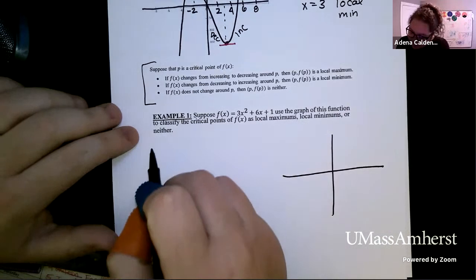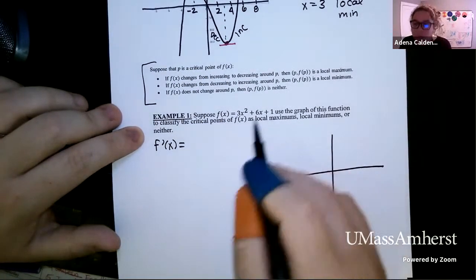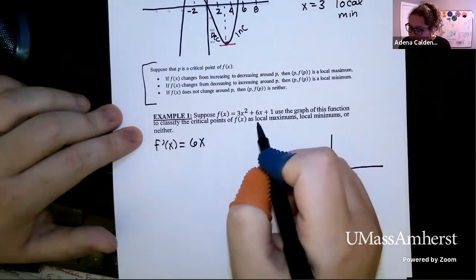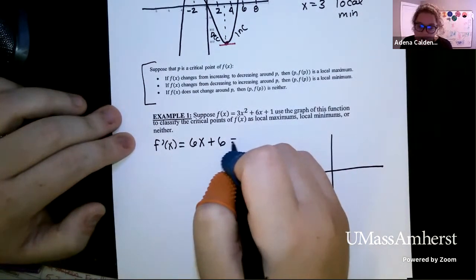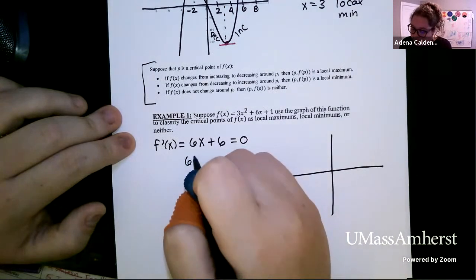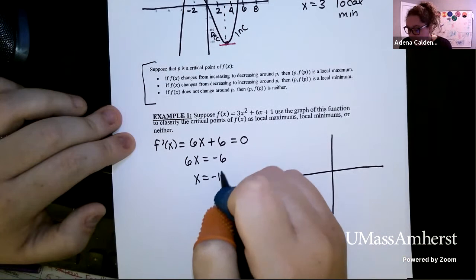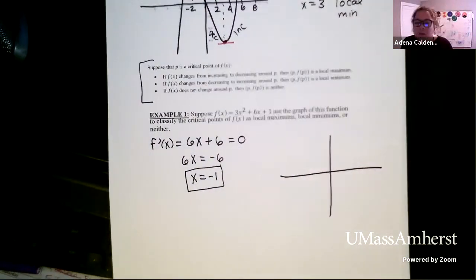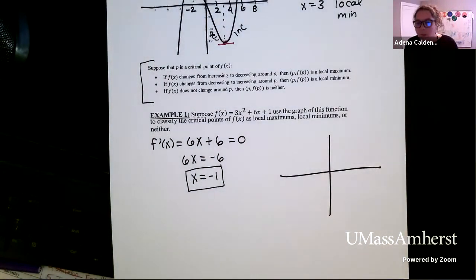All right. So again, we want to start by finding the critical points. So I'm going to take the first derivative of my function, which will give me 6x plus 6. I want to know, where does that equal 0? So I have 6x equals -6, divide both sides, and I get x equals -1. So I know I have a critical point at -1, and now I want to figure out what kind of critical point it is. Is it a local maximum, a local minimum, or neither?